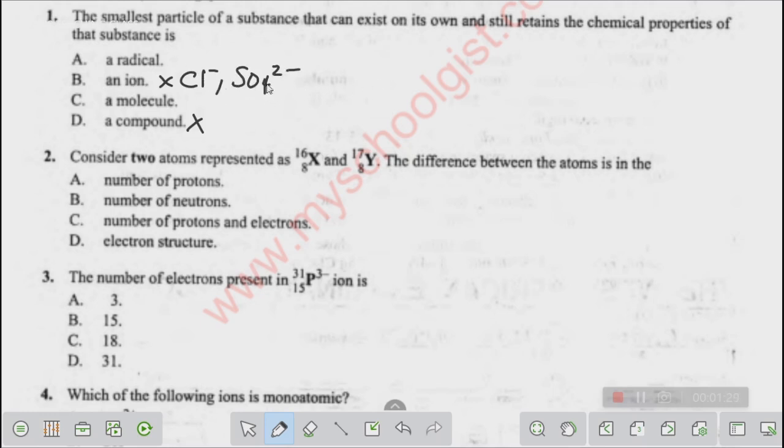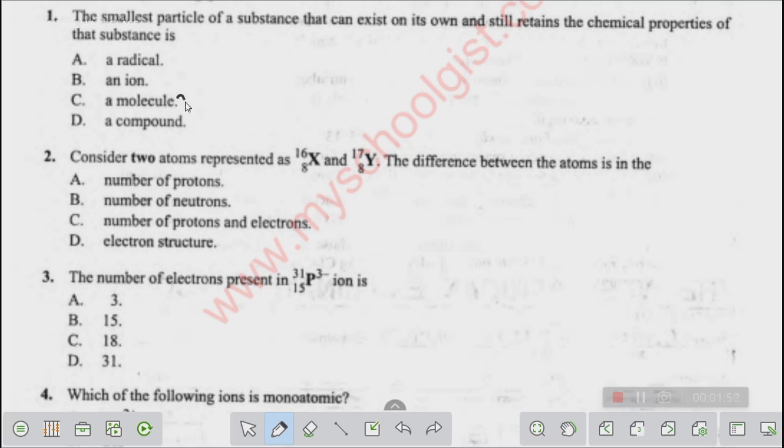So we have two types of ion. We have cation and we have anion. Anions are negatively charged, while the cations are positively charged. And cations are like sodium ion, potassium ion, and so on and so forth. But if you look at this question here, they are not talking of anything like charges. So our answer here will be what?